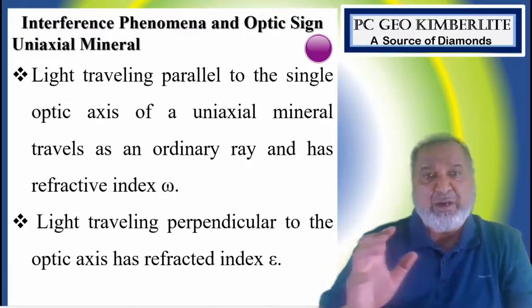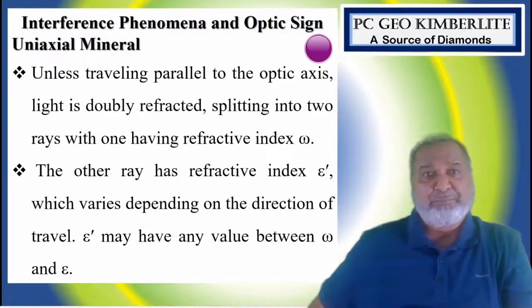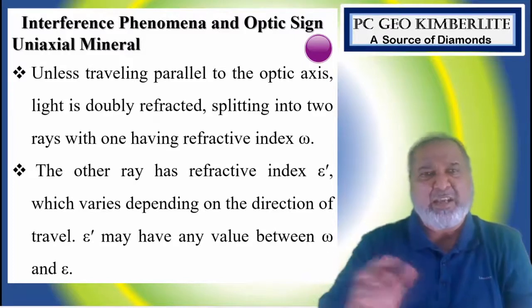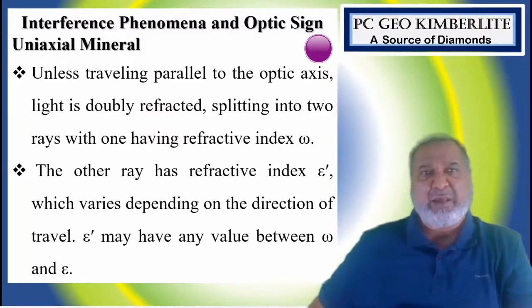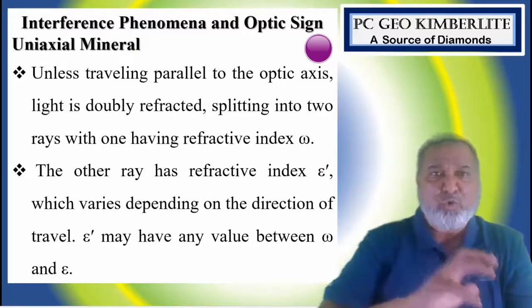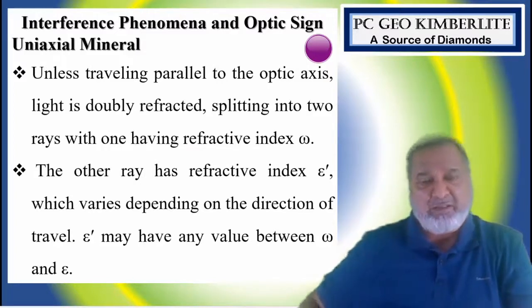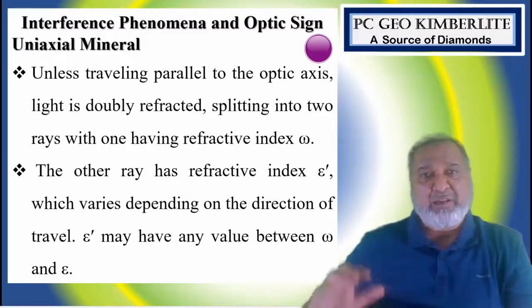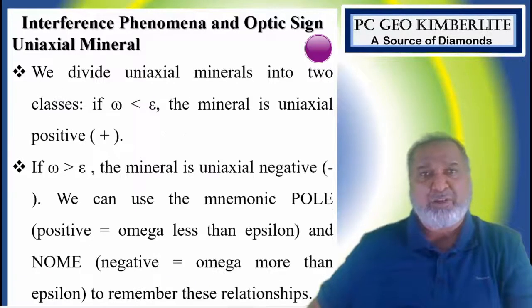Light traveling perpendicular to the optic axis is refracted as the ordinary and extraordinary rays. Light traveling parallel to the optic axis is doubly refracted, splitting into two rays, one having the refractive index omega and the other epsilon, which will vary depending upon the direction of travel. These are the ordinary and extraordinary waves.